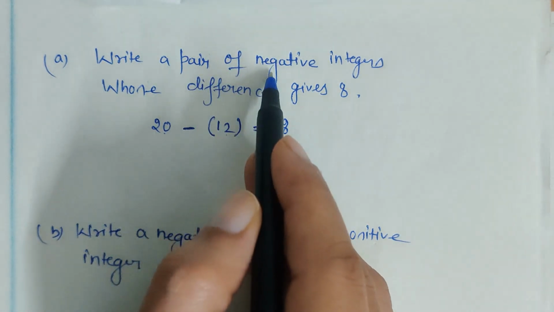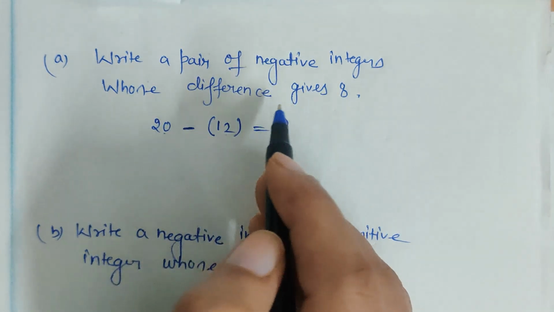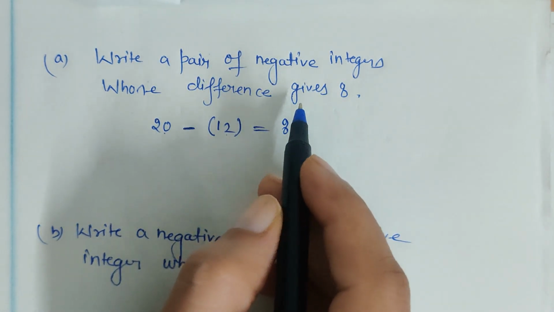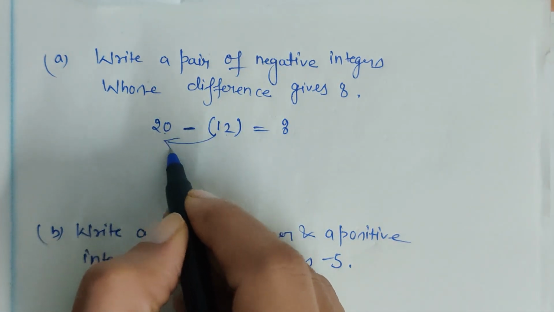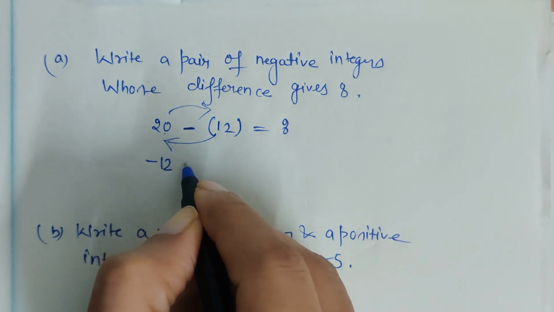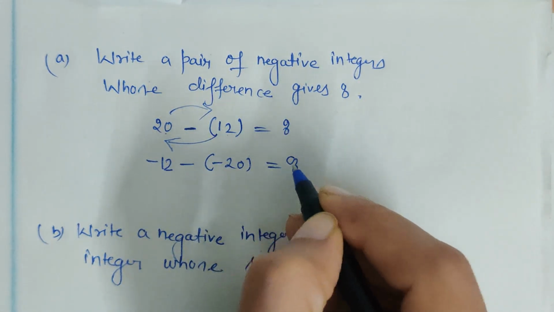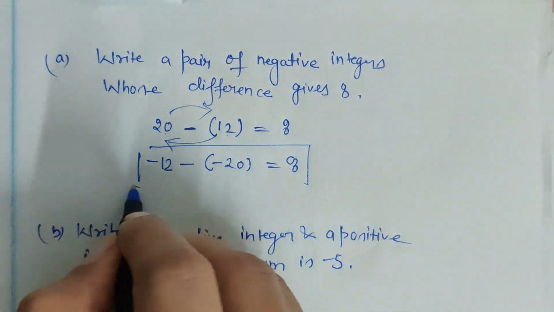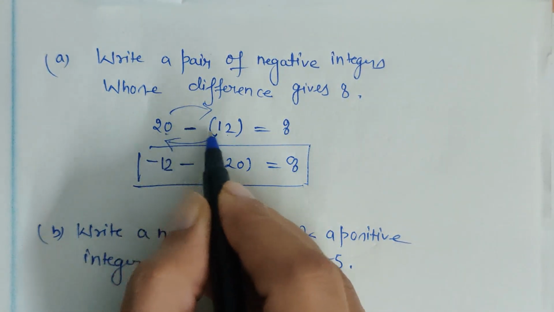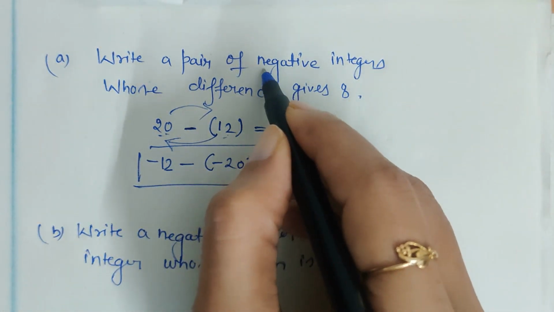So the answer is 8 with two positive integers. But we are asked to find a pair of negative integers whose difference gives 8. So here obviously we have to reverse the order. Like if I write minus 12 here, minus of minus 20, this will give us 8. Hope this makes sense.